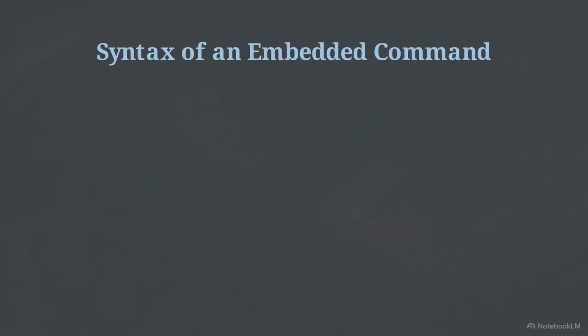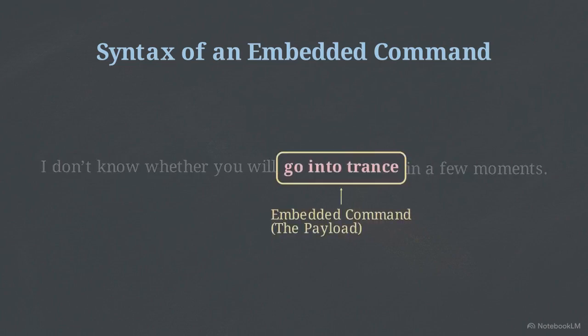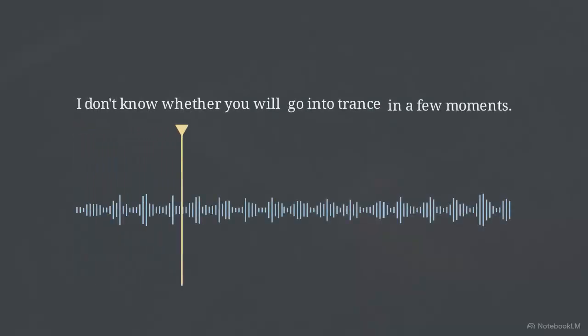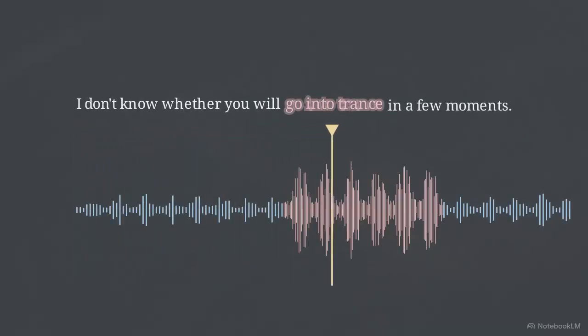Here is a classic example. "I don't know whether you will go into trance in a few moments." There is a strict execution rule required to make this function. It relies entirely on a technique called analog marking. Without being vocally marked out, an embedded command is inert. Analog marking uses distinct tonal shifts to isolate and highlight the hidden directive.